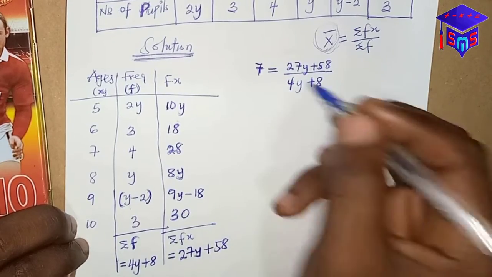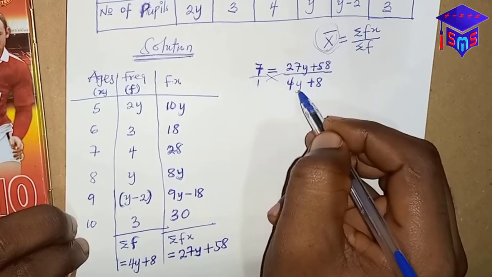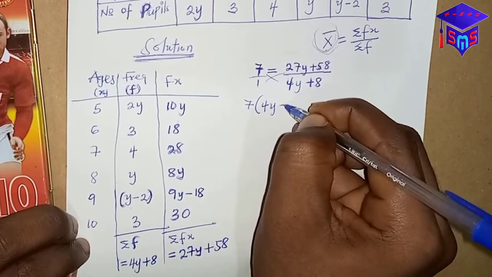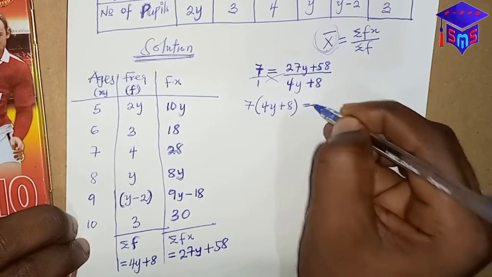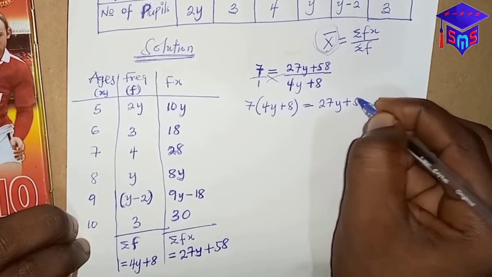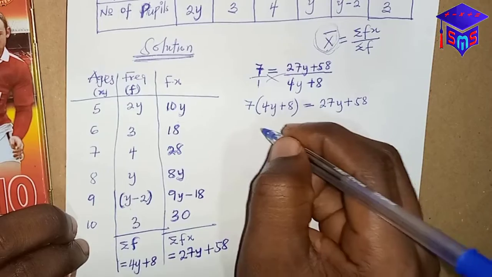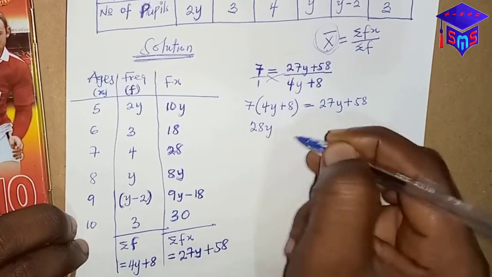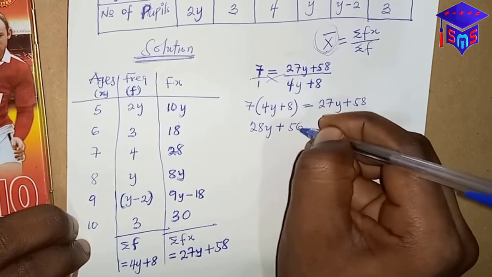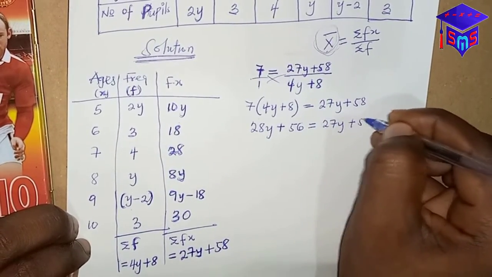Okay, all right, so you can say that this side is over 1, so you can cross multiply so that the 7 multiplies this and 1 multiplies that. So 7 times 4y plus 8 will be equal to 1 multiply the numerator here, and you have 27y plus what? 58. All right, now 7 times 4y should give us what? 28y. Then plus, now 7 times 8 should give us what? 56. Okay, and this should be equal to 27y plus 58.